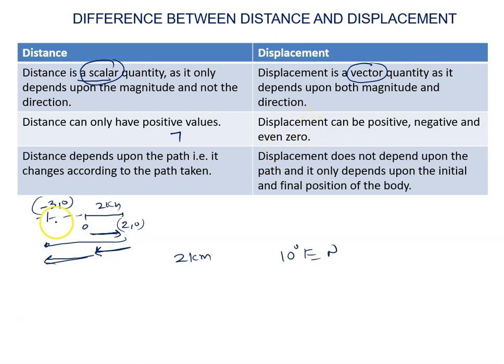What is the displacement? This is the final position. Final position is minus 3 minus initial position. Initial position is 0. So minus 3 minus 0 is minus 3. So displacement can be negative also, that is minus 3 in this situation. In an earlier example we discussed that displacement can be 0 also. Distance depends upon the path and displacement does not depend on the path. It depends only on the initial and final position that we have discussed earlier.